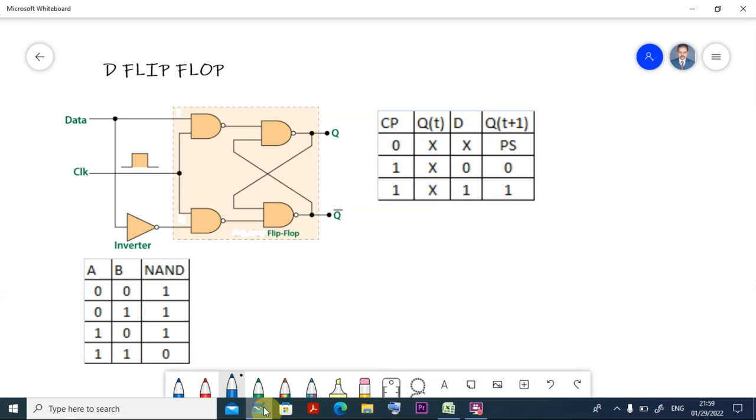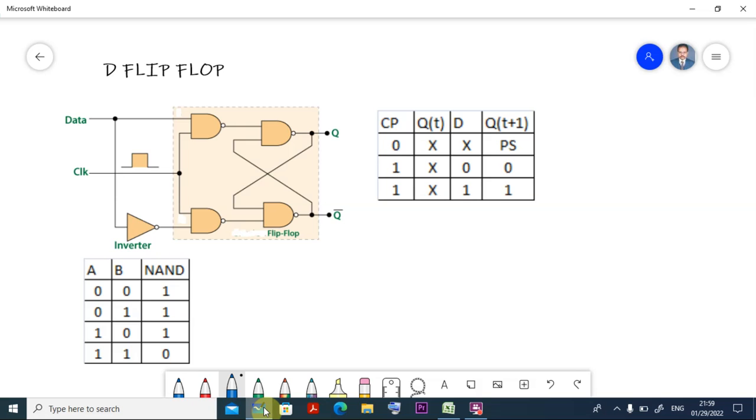Why do we go for this D flip-flop? Previously we looked at the SR type flip-flop. In this SR type flip-flop, what is the drawback? When both inputs are 1, the outputs Q and Q dash are indeterminate. So it goes to the reset condition.